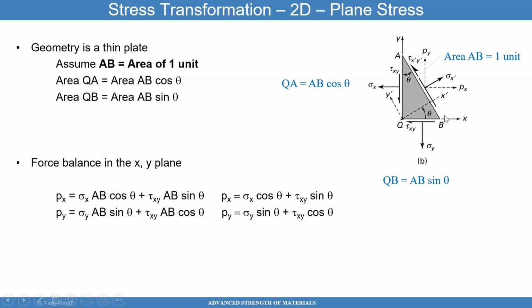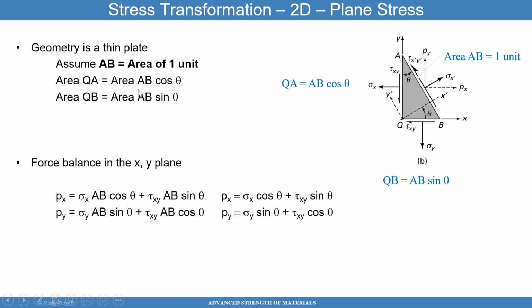Let's say that AB has a unit area of 1, just to keep it simple. AB, this edge here, has a unit depth of 1, and the length is also 1, such that the area AB is 1. It turns out that the area for QA is AB cosine theta, while this area here is AB sine theta. You can check that at home. It's pure geometry.